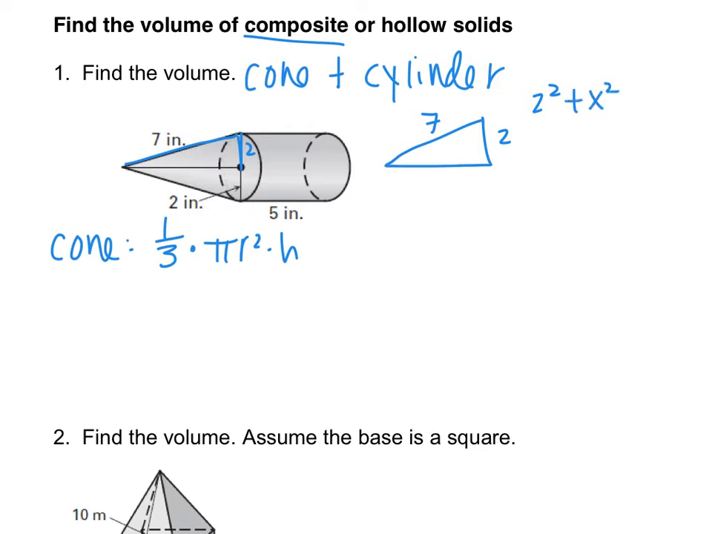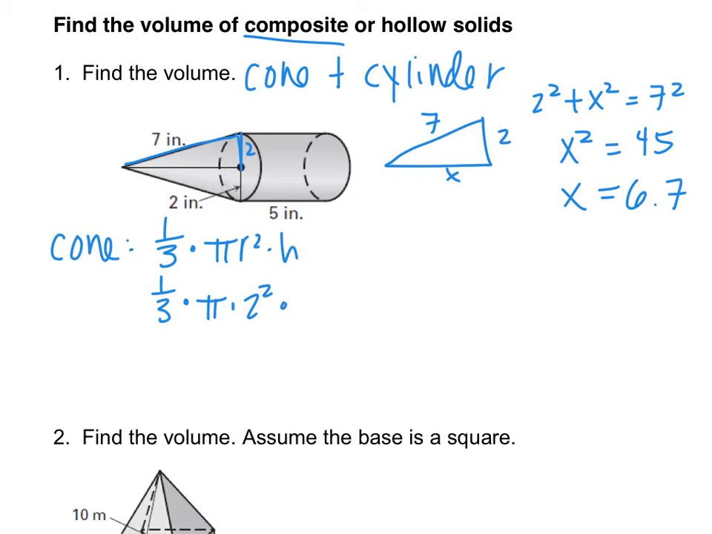So 2 squared plus the height x squared equals 7 squared. So x squared equals 49 minus 2 squared, minus 4, is 45. x equals 6.7. All right, so that is the height of the cone. So I'm going to do 1/3 times pi times the radius squared times the height. Multiply those all together and we get the volume is 28.1, rounded.